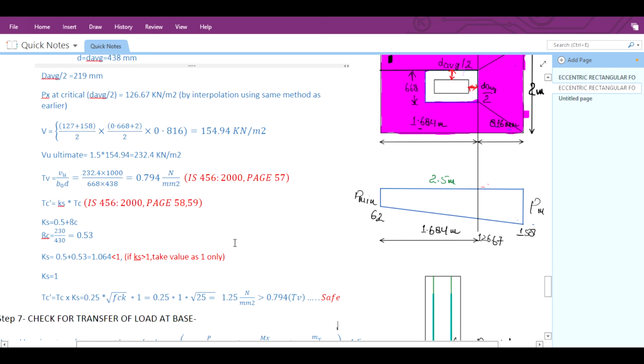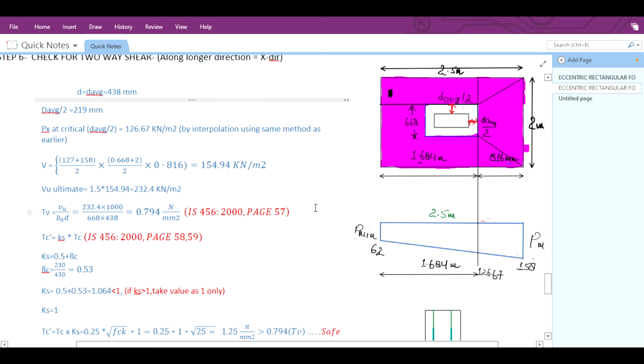So your tau v will be VU upon b naught d. And what is b naught? So b naught will be your 668. If you are calculating for the whole, you can use the whole periphery, but we are taking the maximum area, so that will also be safe. Where your maximum upward pressure is coming, this will also be safe. So VU will be 232.4 multiplied by 1000 divided by b naught is 668, and 430 is your average effective depth. So it will come as 0.794 Newton per mm square.